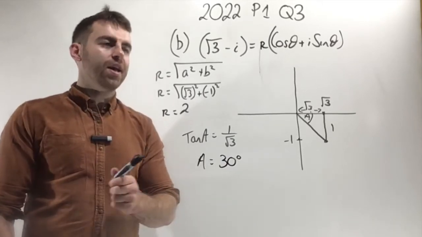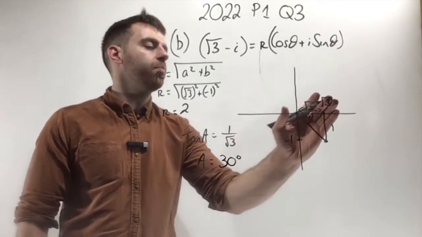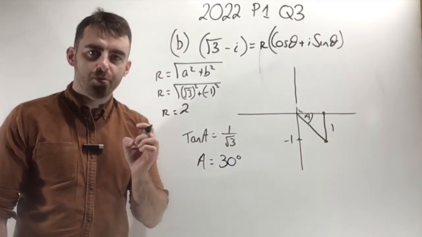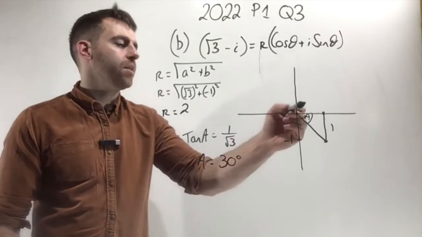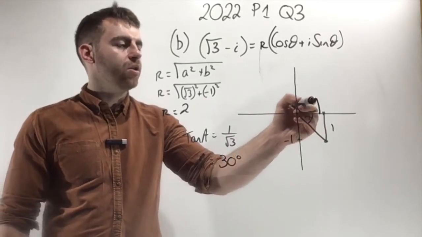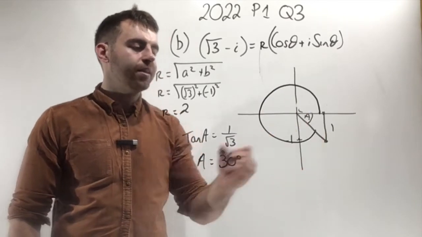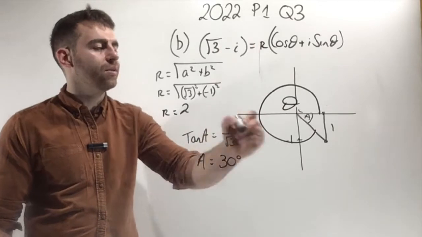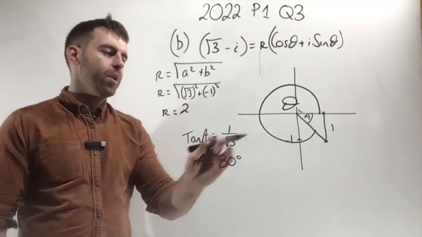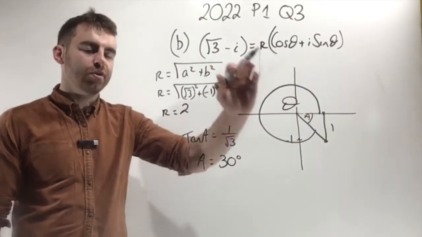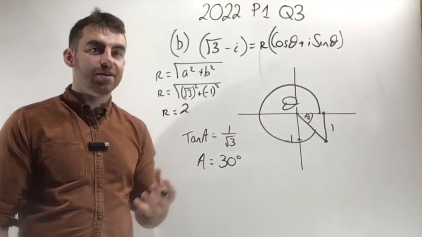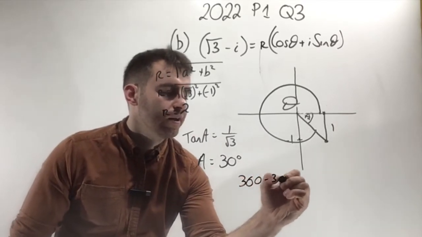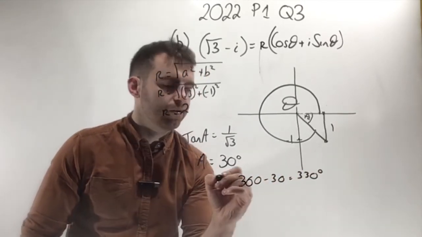And now that I have A, I'm going to be able to figure out my argument. Remember that the argument is the angle that the complex number makes with the positive sense of the real axis. That means you start on the real axis and you go in an anti-clockwise direction, and that is the angle theta. So that entire angle there, that's the angle that I'm looking for. Now, since we know that a full circle is 360 degrees and the angle A is 30 degrees, to get theta, it's simply going to be 360 minus 30. So the angle theta is 330 degrees.